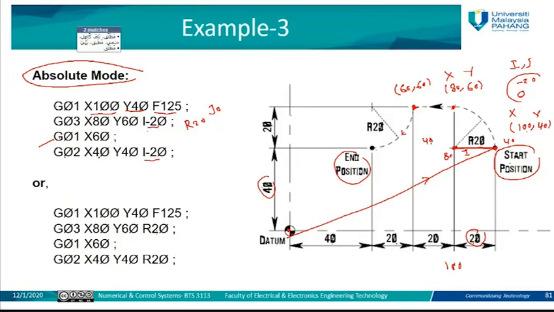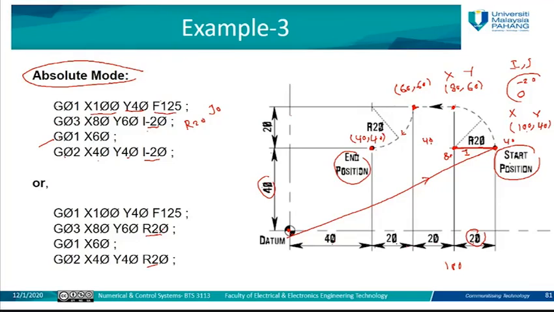And what is the destination? The destination is at this point. This point has X equal to 40 and Y equal to 40. So for that we have X40, Y40. We said if we want to use R, you just use R20. Okay, so the R here also has two values.